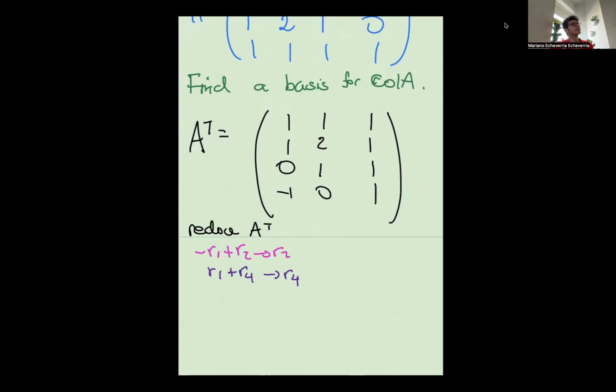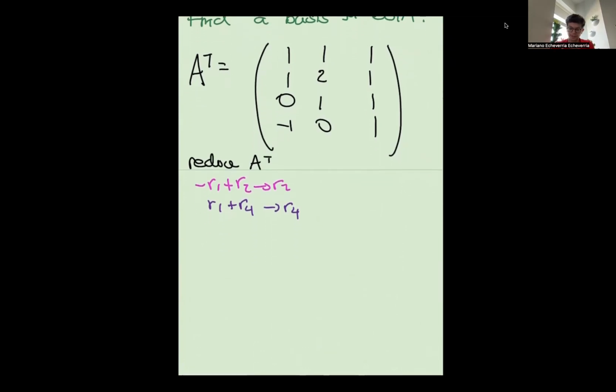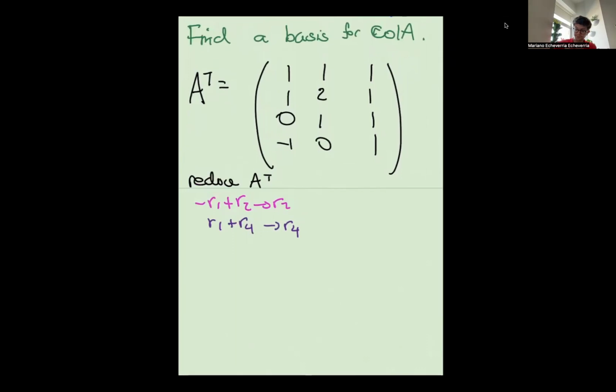Again, this is what I had mentioned earlier. For this course, the majority of the problems involve reducing a matrix. Reducing matrices makes up about three-quarters of all the problems in this course. We're doing this over and over, if you have noticed.